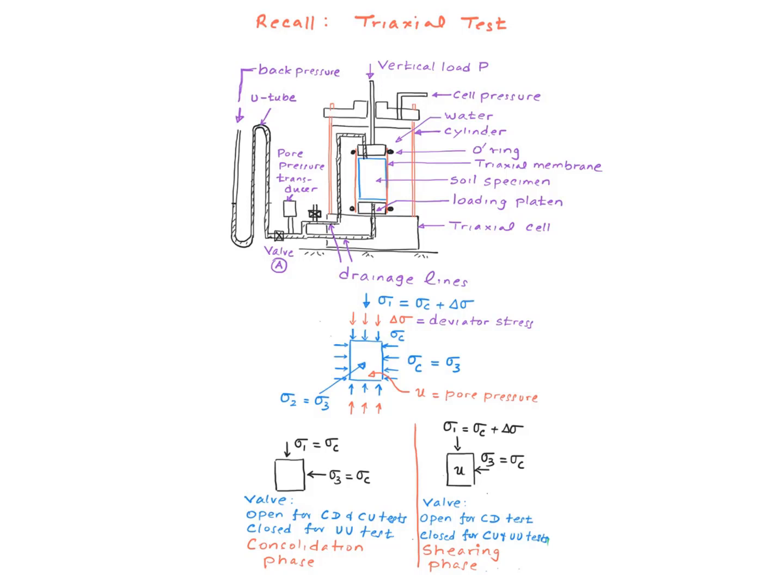In the unconfined compression test, we don't do this. Hence the name, the unconfined compression test. Number two, in a triaxial test, the specimen is fully saturated. We measure the volume change in some tests. We measure the pore water pressure in some tests. We don't do any of these in an unconfined compression test.